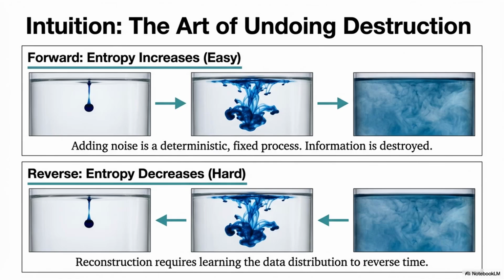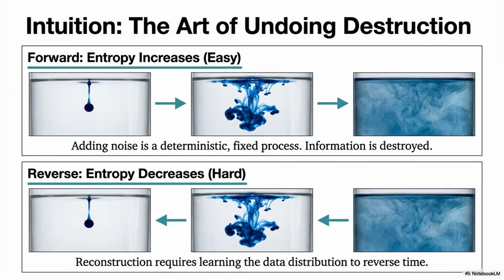Now, what if I asked you to reverse it? To reach in and pull every single ink molecule back into that one perfect droplet? That seems impossible, right? That is the reverse process. And that impossible task is exactly what a diffusion model learns to do. It learns how to undo chaos.